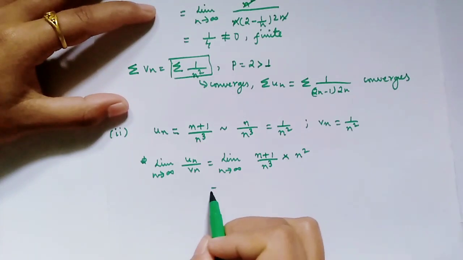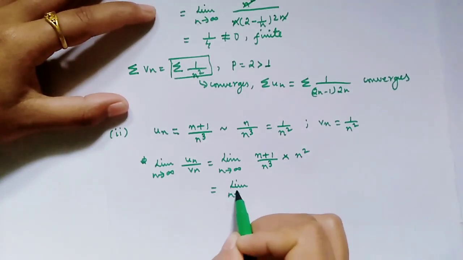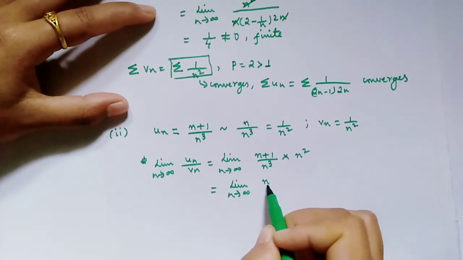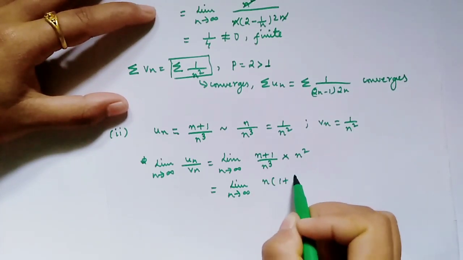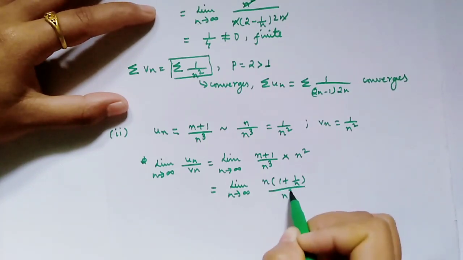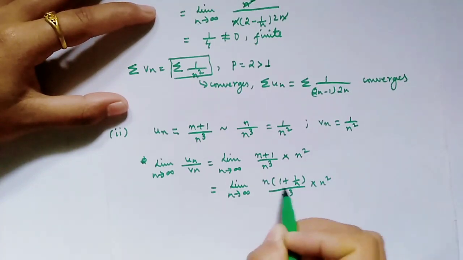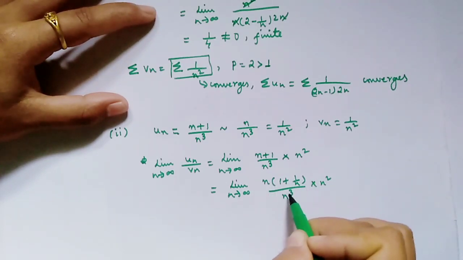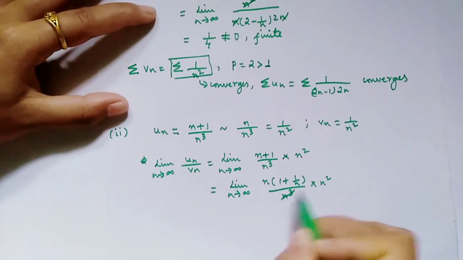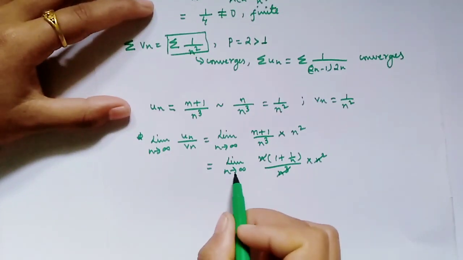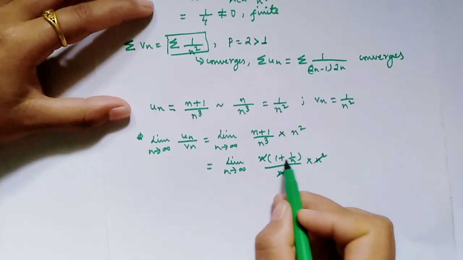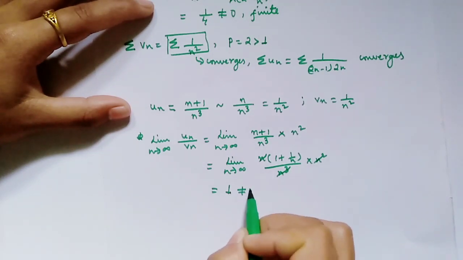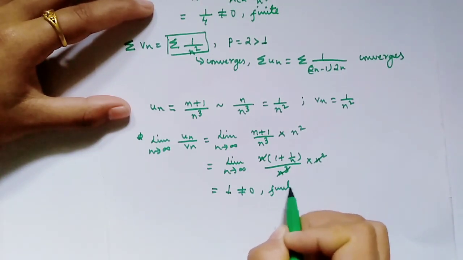Okay, now here we have common by n into (1 plus 1 upon n) over n cube into n square. So from the numerator we have n cube. Then n cube gets cancelled with n cube from the denominator. Now as n tends to infinity, 1 plus 1 by infinity is 1. This one is not equal to 0, and it is finite.